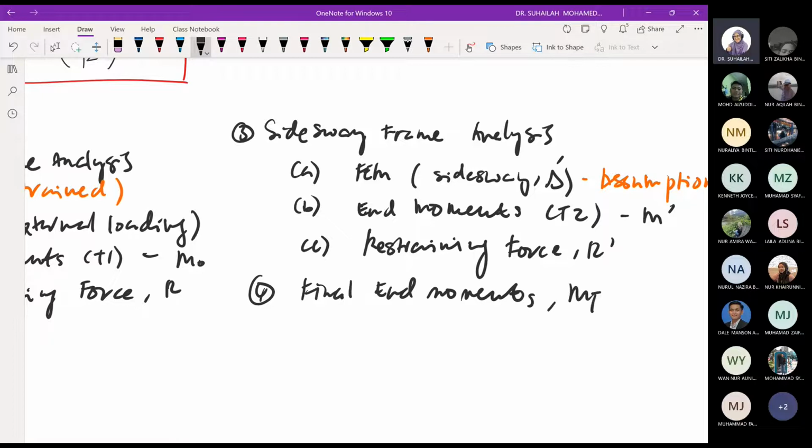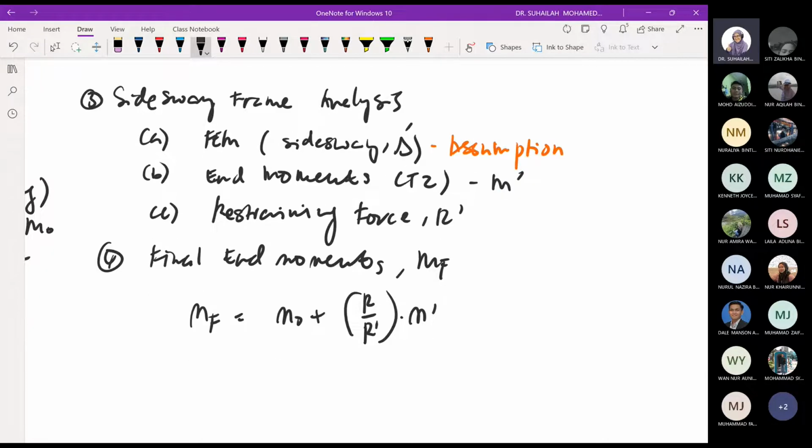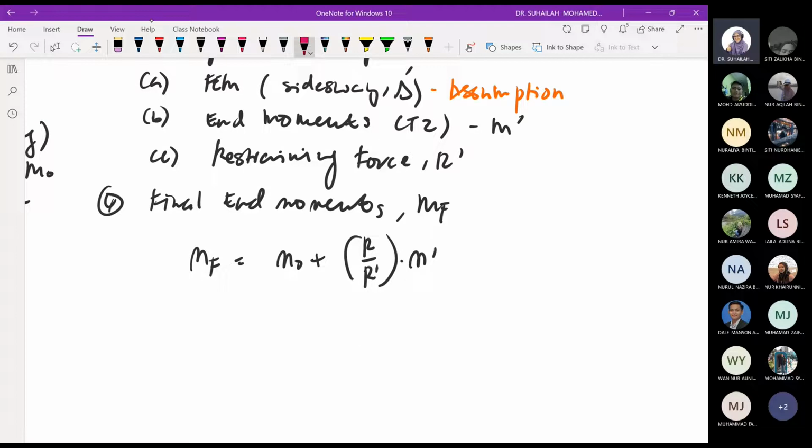Okay, final end moment. What is the formula? The formula is M final is equal to M naught plus R divided by R prime times M prime. Okay, this will be the final equation, where M naught comes from table 1, M prime comes from table 2, and R divided by R prime is called the correction factor.